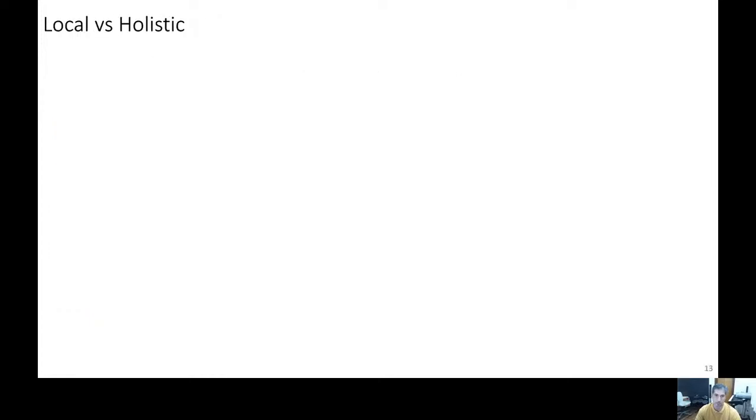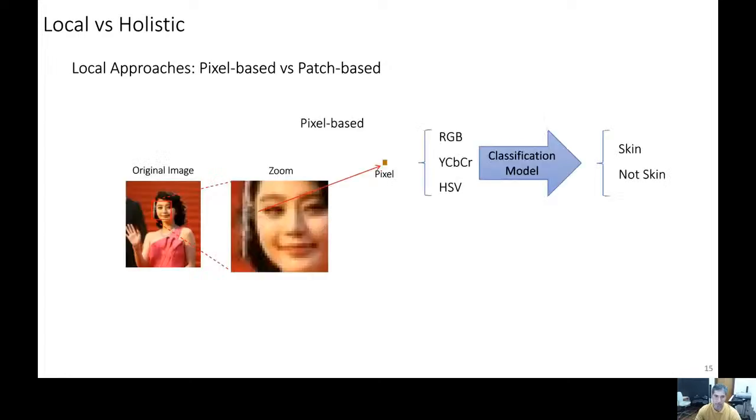Skin segmentation approaches may be classified into two main groups, local and holistic approaches. Local approaches consider only a small area surrounding the point of interest to classify all the pixels in the image, one by one. In a pixel-based approach, the region that is used to classify each point of the image is a single pixel.